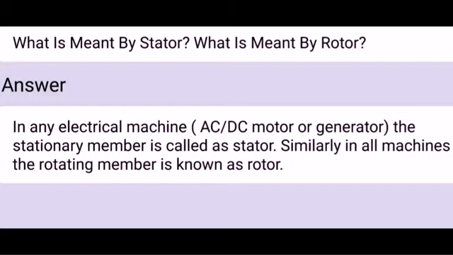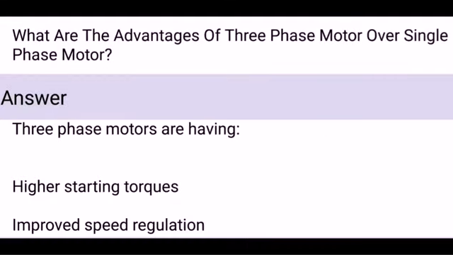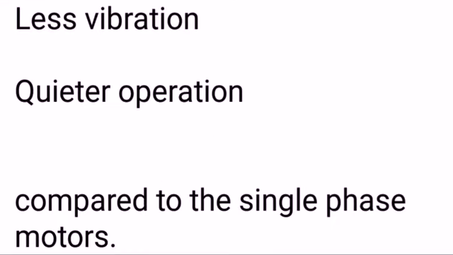What is meant by stator and what is meant by rotor? In electrical machine, AC and DC motor or generator, the stationary member is called as stator. Similarly, in all machines, the rotating member is known as rotor. What are the advantages of three-phase motor over single-phase motor? Three-phase motors have higher starting torques, improved speed regulation, less vibration, and quieter operation compared to the single-phase motor.